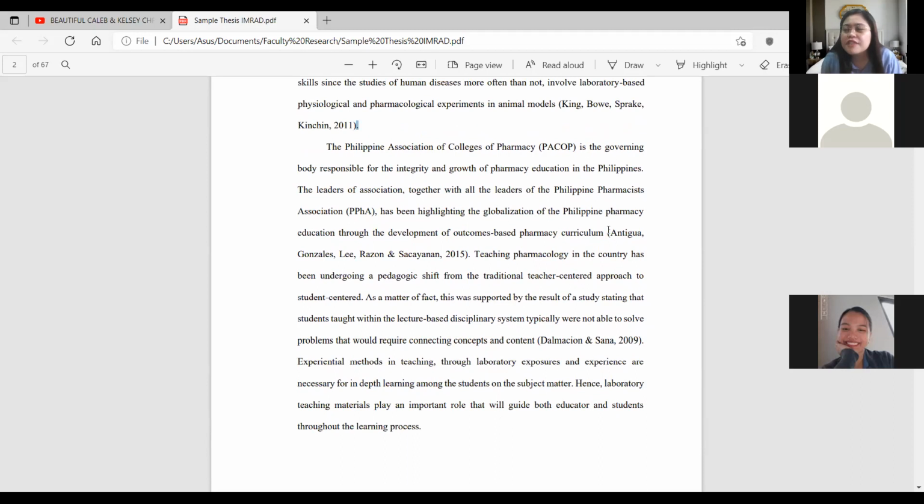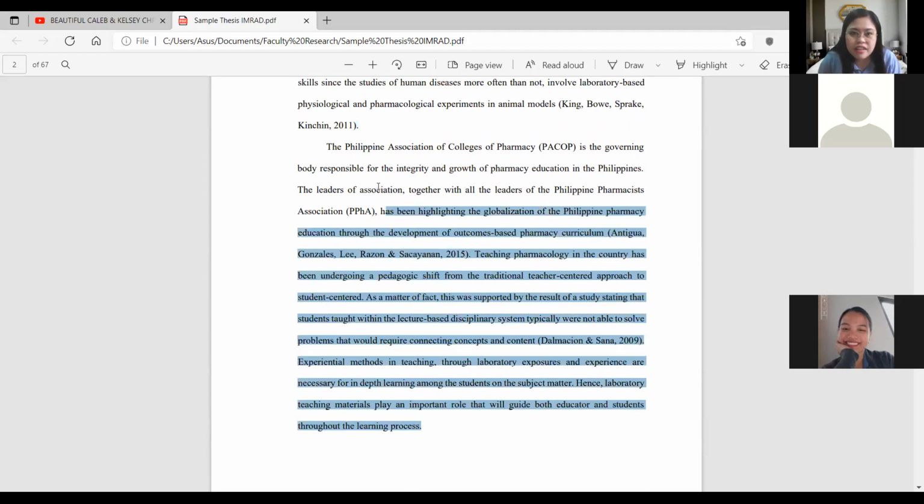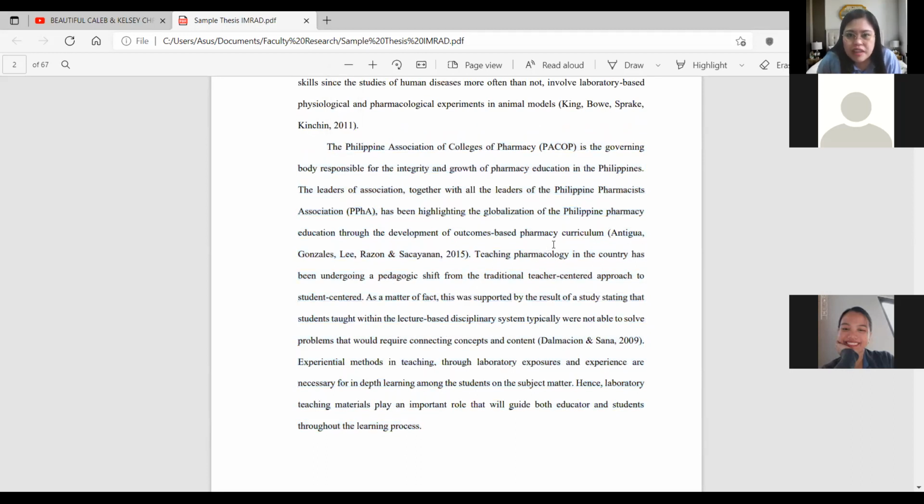You can have a lot of citations in one paragraph, just like this one. This one is one whole paragraph, but if you have observed, it has many citations. I have one citation here and then another citation here.